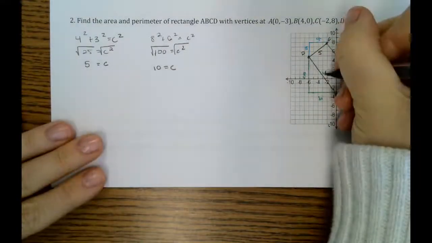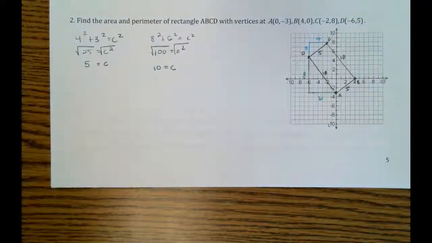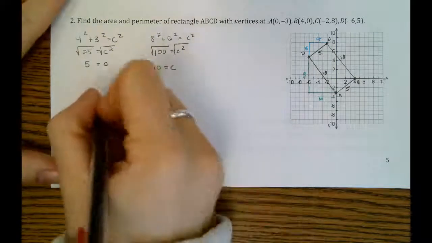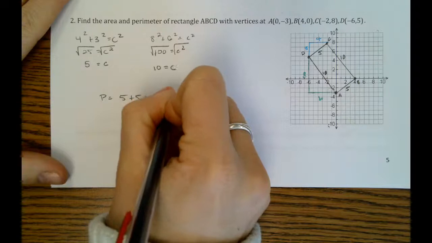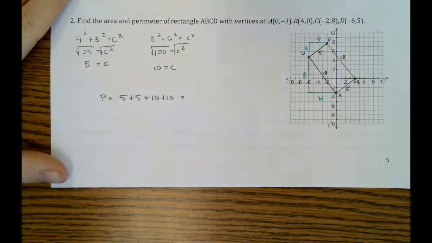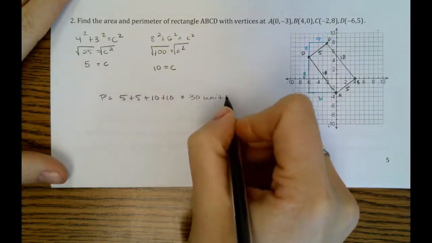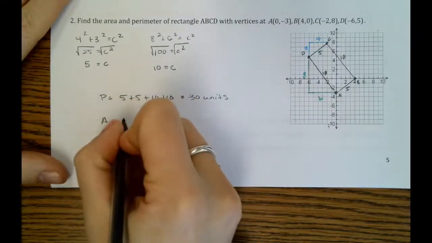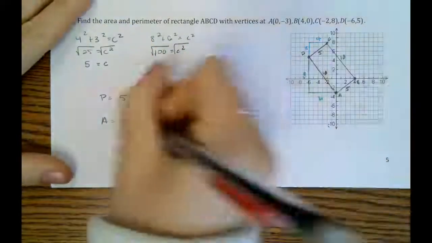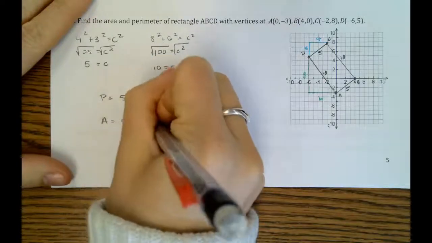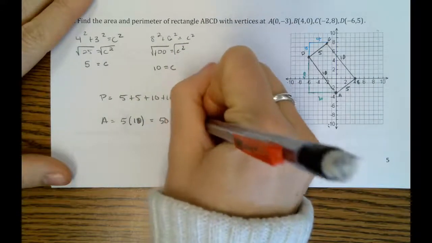Okay, now if you remember right, for a rectangle, opposite sides are congruent, so we know that all 4 sides are taken care of. For the perimeter, we will add all 4 sides up, so that'll give us 30 units, and then our area will be base times height. Our base is 5, and our height is 10, and so that'll be 50 units squared.